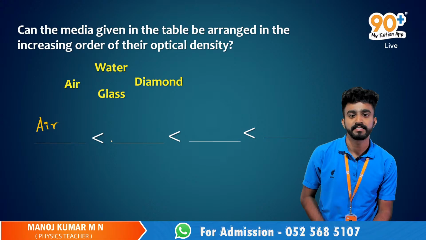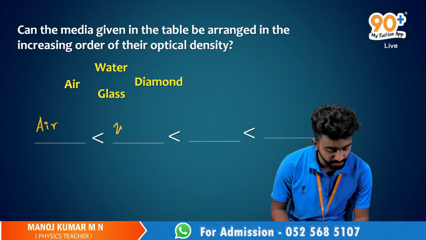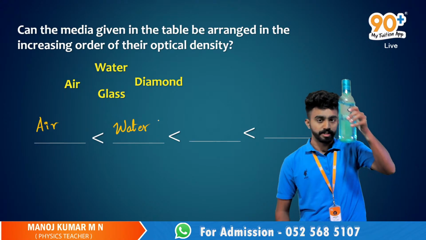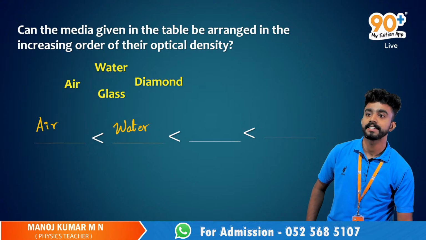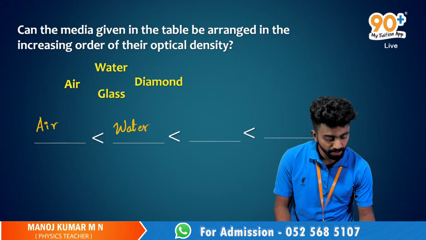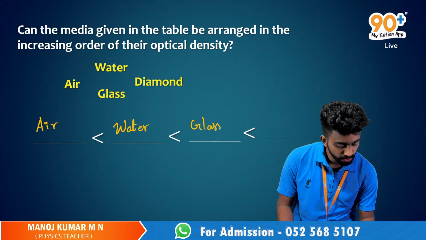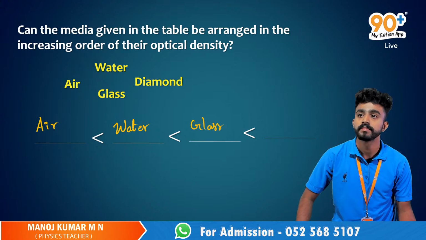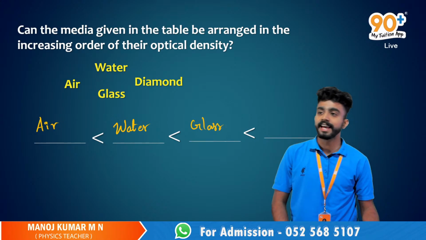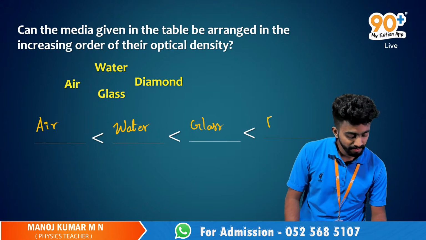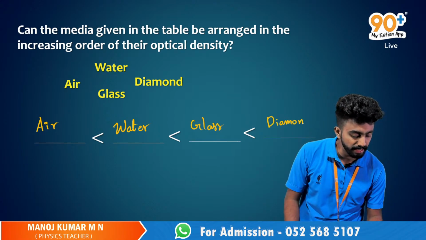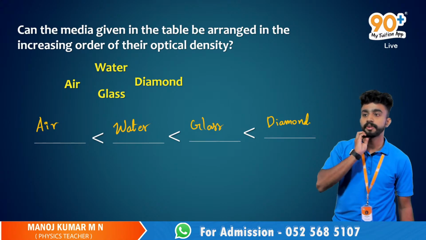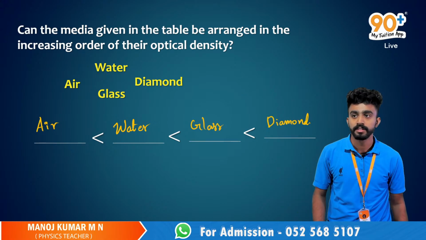Second one, next is water. Fine. Then after that, glass. Cooling glass or shade glasses or what? Normal glass. Fine. Then diamond. Next diamond, because only diamond is left, we can't write some other thing. Anyway, it's just diamond given over here, so it will be diamond.